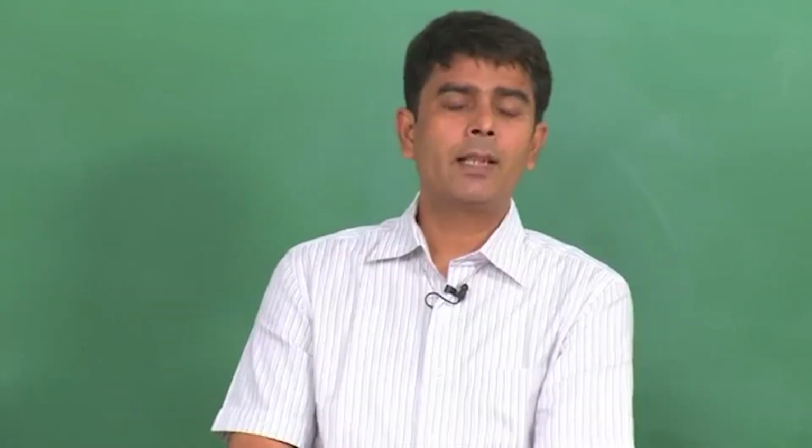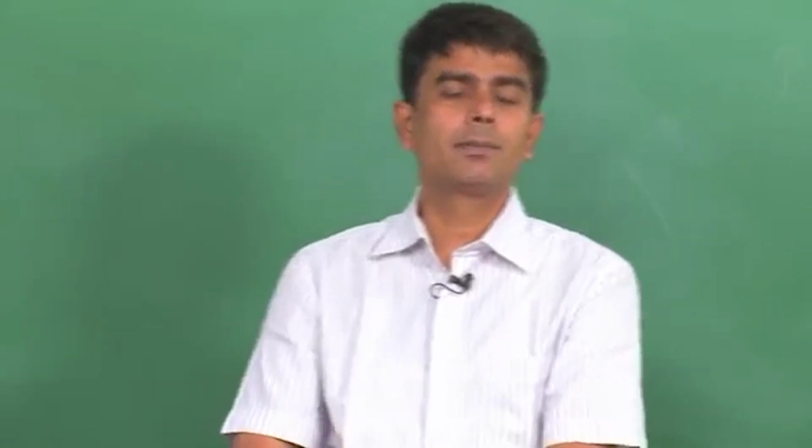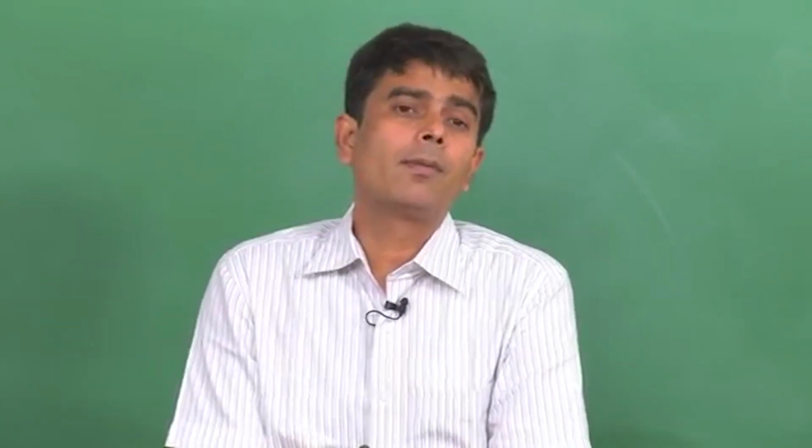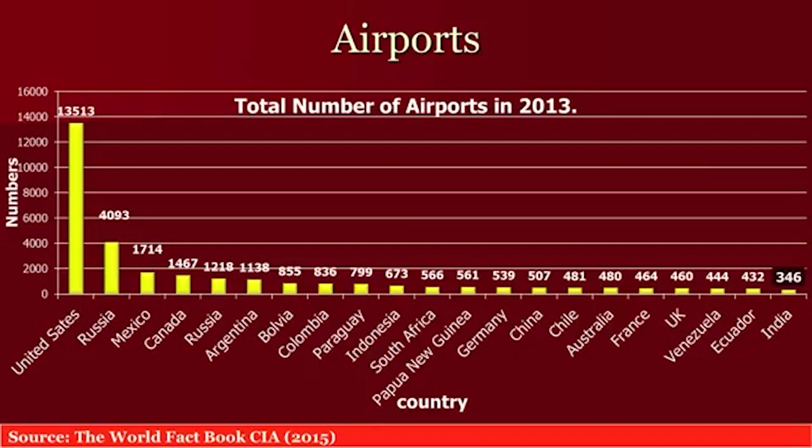So let me compare some of the statistics between a few economies, and through that we can have a discussion on how some of the economies are far ahead of many developing and less developed countries. One can see here the number of airports. United States is again in one of the top positions in terms of having airports, after that Russia and Mexico and Canada.